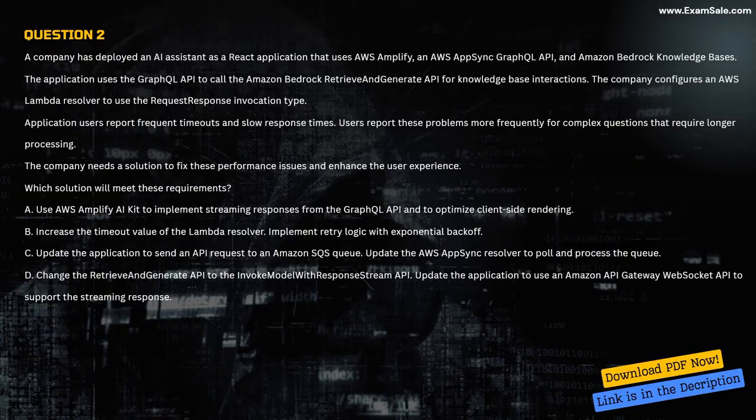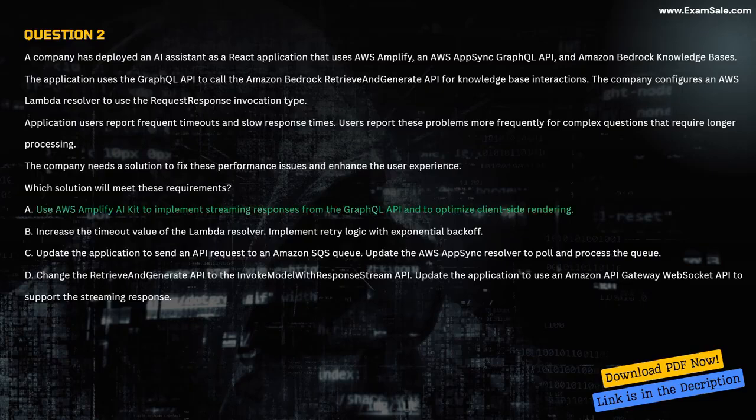C. Update the application to send an API request to an Amazon SQS queue. Update the AWS AppSync resolver to poll and process the queue. D. Change the Retrieve and Generate API to the Invoke model with Response Stream API. Update the application to use an Amazon API Gateway WebSocket API to support the streaming response.